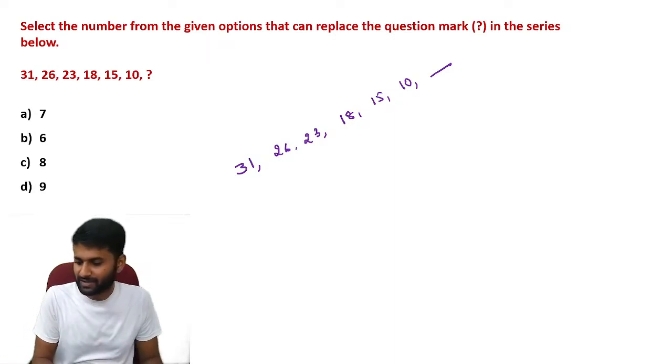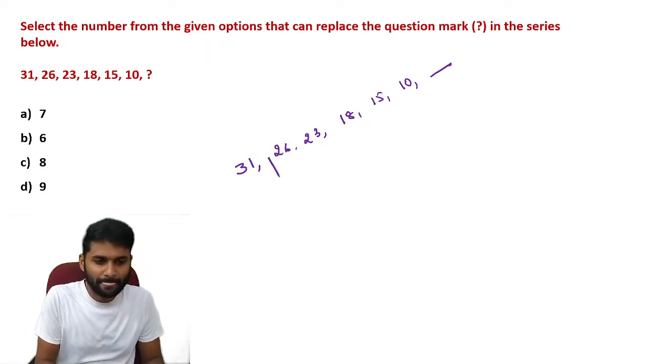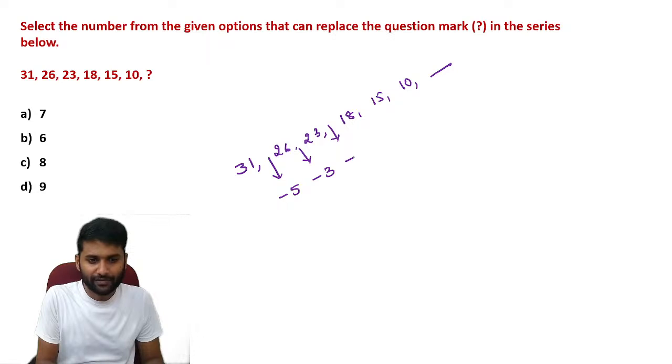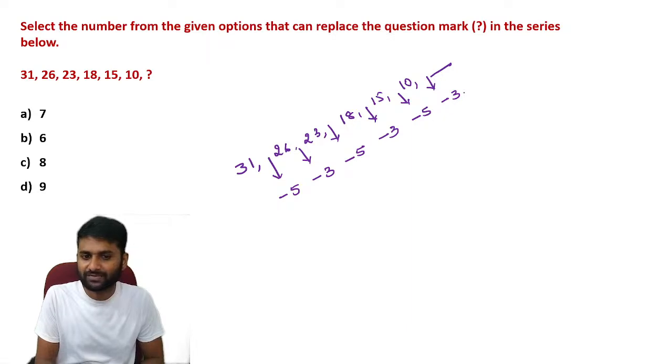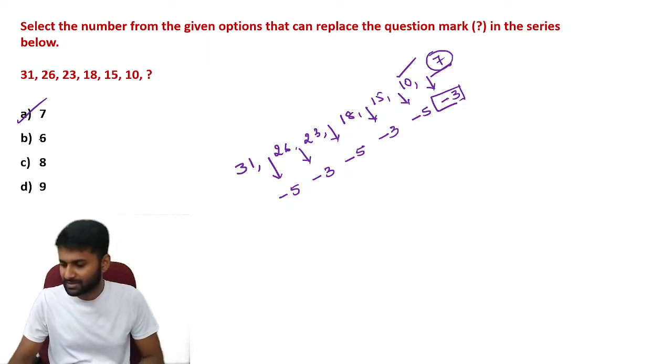Now here the question: find the next number according to the sequence. If you find the difference, it's minus 5, then minus 3, then minus 5, again minus 3. If you check the entire sequence, it's an alternating difference: minus 5, minus 3, minus 5, minus 3, minus 5, and you have to subtract 3 to complete the sequence. So 10 minus 3, the missing number is 7. 7 is the correct answer.